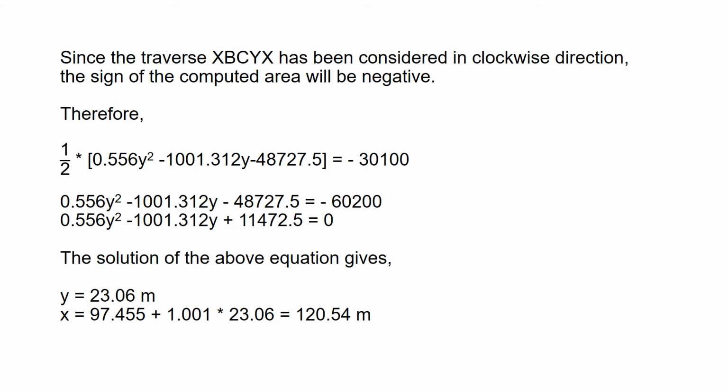One thing to be noticed here is that our traverse XBCYX was considered in clockwise direction. Therefore, the computed area will come in negative. After considering that, we'll get a quadratic equation in y square, and from the solution of the above equation we get y equals 23.06, and from that we can also get x equals 120.54 meters.